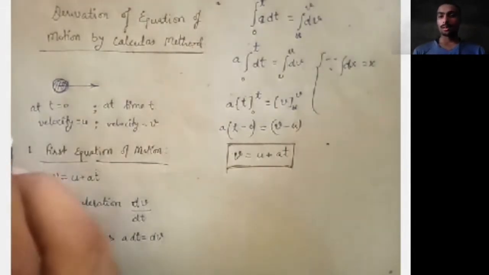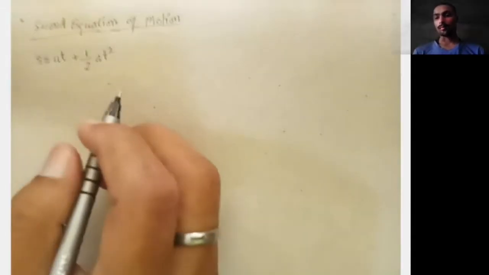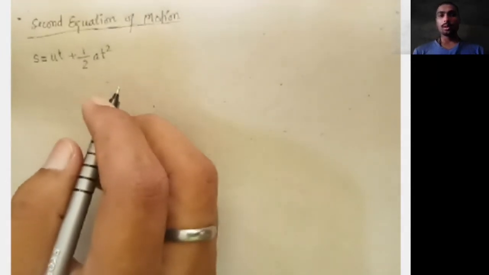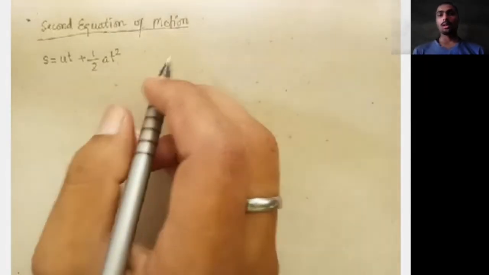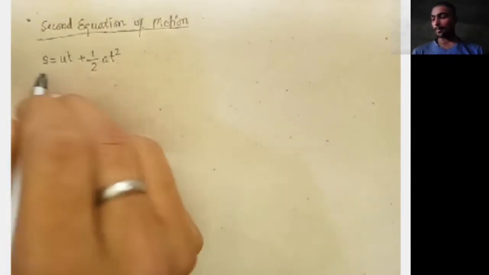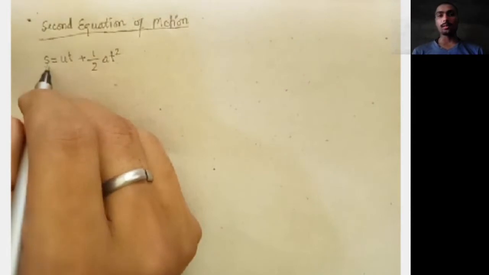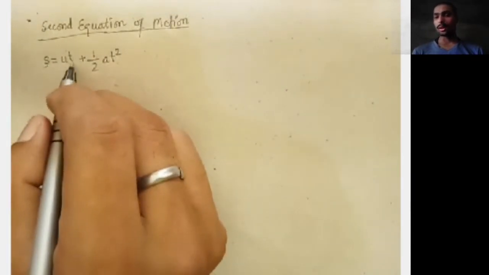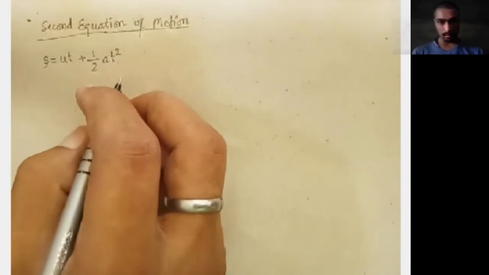And now let's understand the second equation. Now coming to the second equation. So this is the second equation: s equal to ut plus half at square, where s is the distance covered, u is the initial velocity, t is time, and similarly a is acceleration.